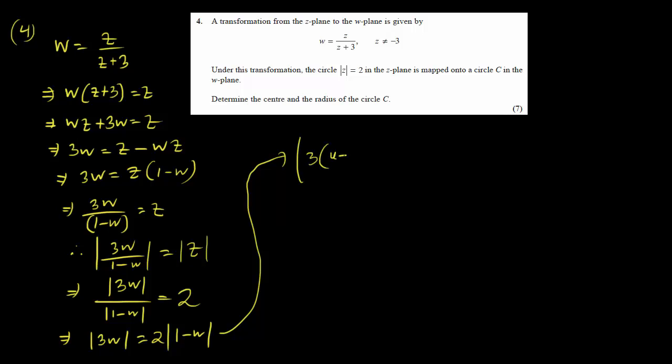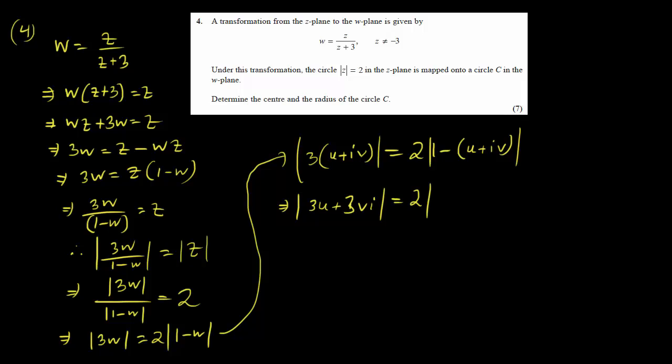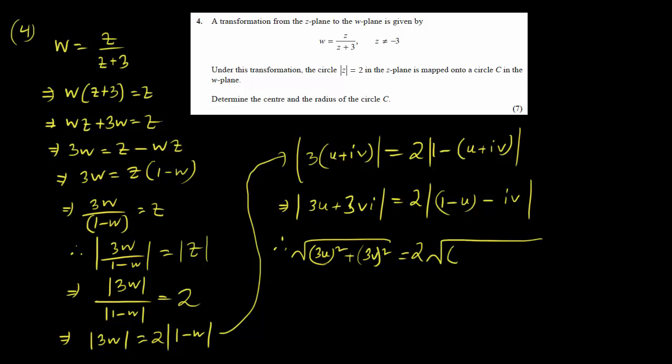Now instead of w we can use u plus iv, that is the w plane, and we can write 1 minus, instead of w again we can write u plus iv. So that turns out to be 3u plus 3vi, and this turns out to be 1 minus u as the real part, and we have minus iv as the imaginary part. Now the modulus of this is going to be the square root of real part squared plus imaginary part squared, and this is going to be 2 times the modulus of the other, which is again the square root of real part squared plus imaginary part squared.